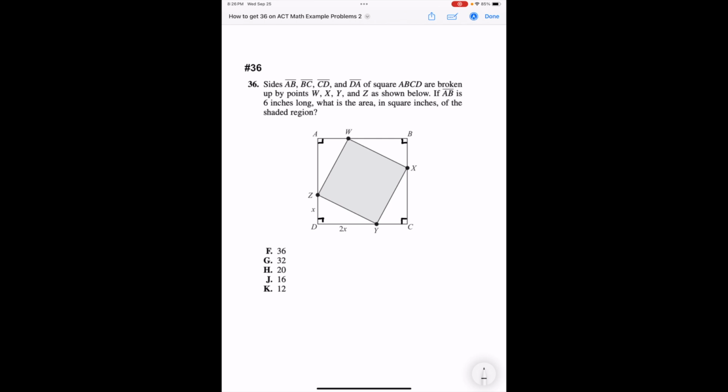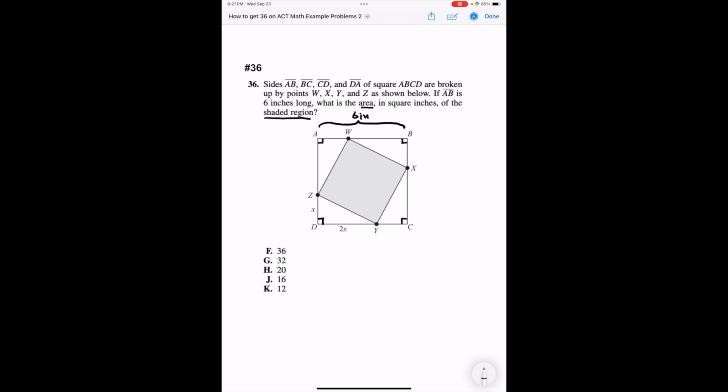Notice how I'm going step by step from what the problem gives us and then marking it or translating it into math or picture terms. Okay, and then it says that AB is 6 inches long. And since this is a square, if we know that AB is 6 inches long, we also know that BC, CD, and DA are also all 6 inches long. And then it is asking you what is the area of the shaded region.